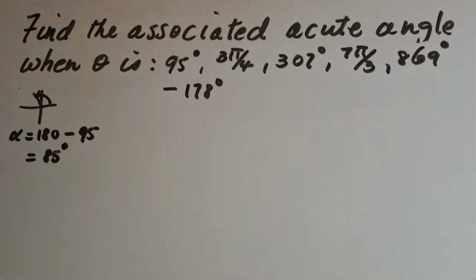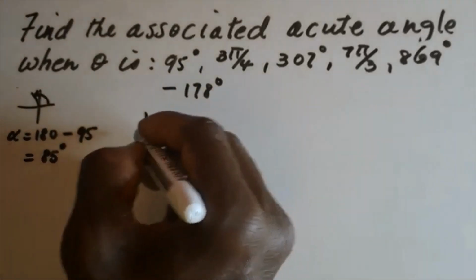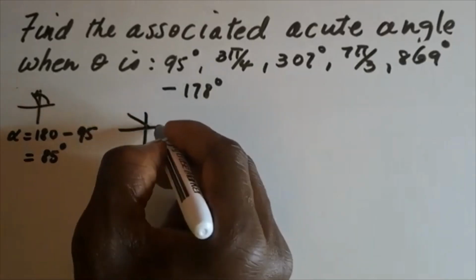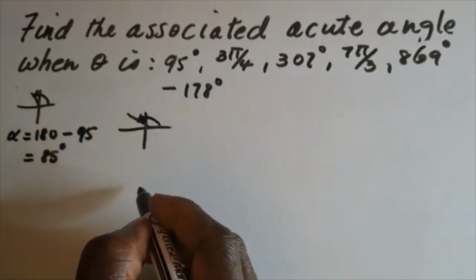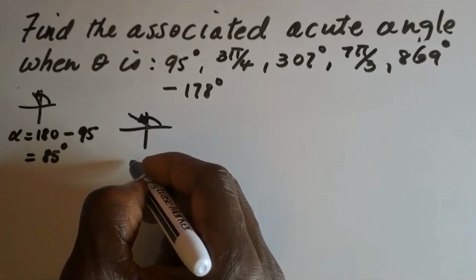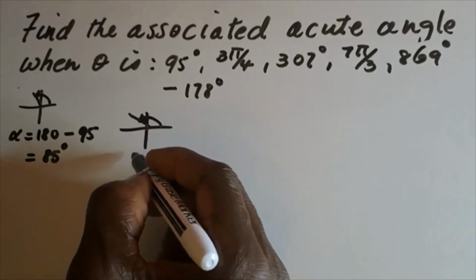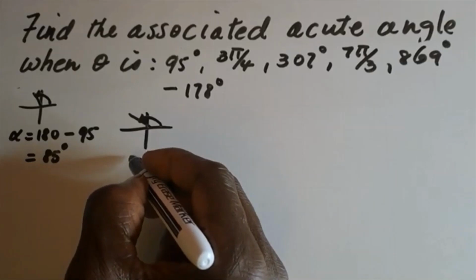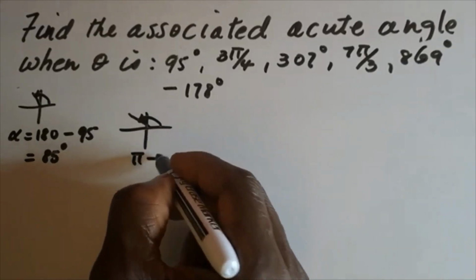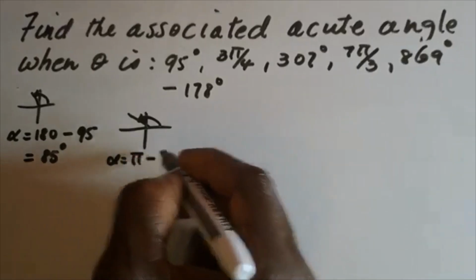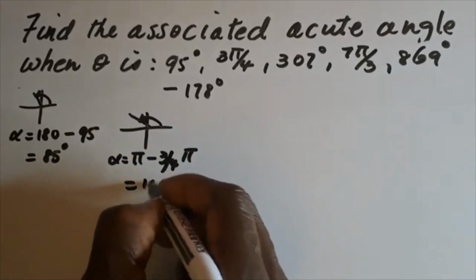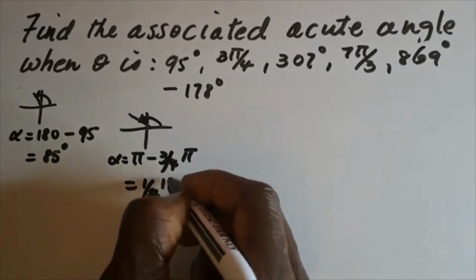Next we have 3 pi over 4. A little sketch. Show that it's in this quadrant. Again, this is pi instead of 180 because we were given our theta value in radians. So that's pi take away. So alpha is equal to pi take away 3/4 of pi. That's equal to 1/4 pi.